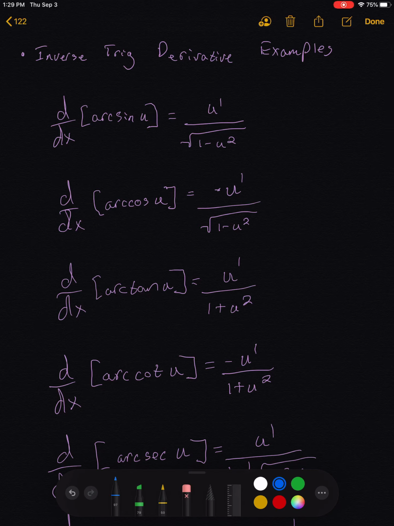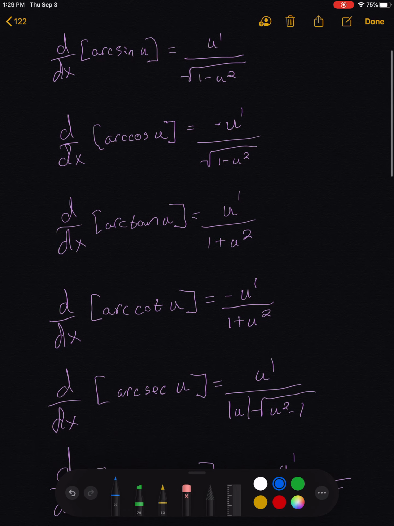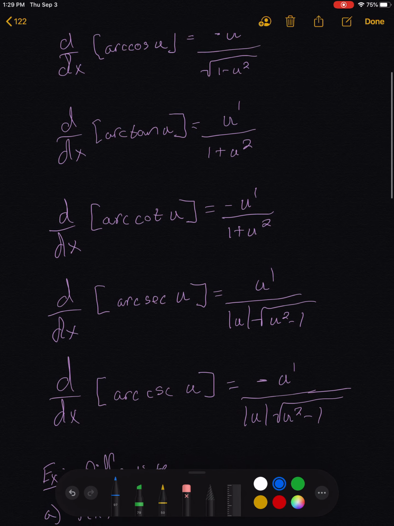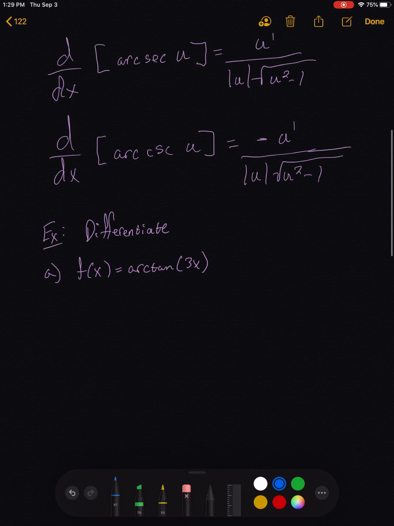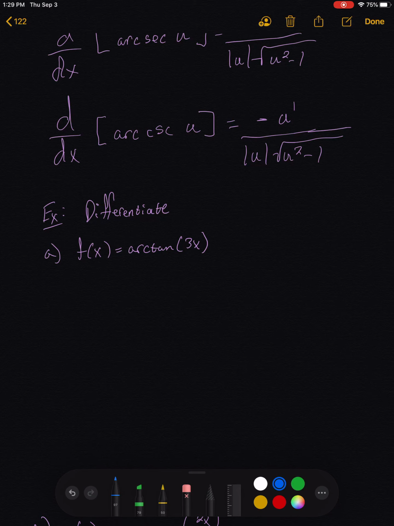Okay, let's take a look at a few examples of calculating derivatives of inverse trig functions. And to help us with that, I have the 6 derivative rules rewritten here. So let's start first with the derivative of arctangent of 3x.